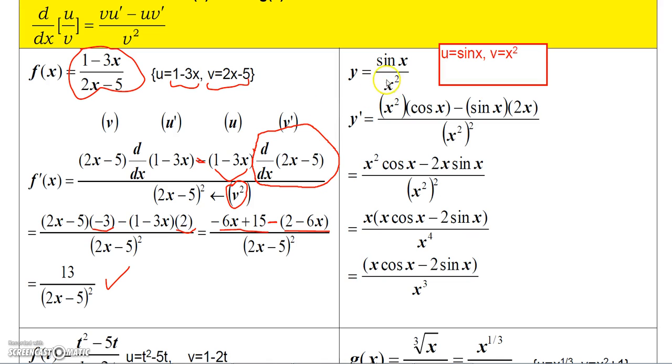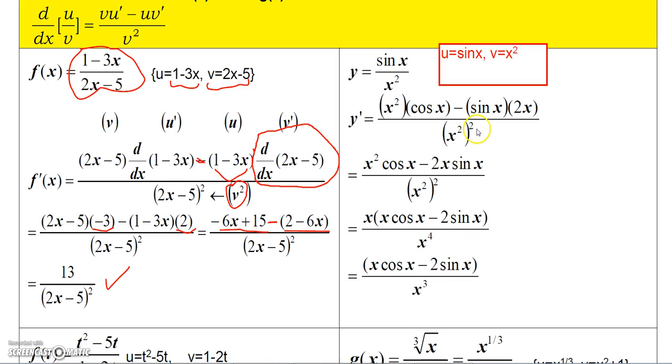So this next example here, I have sine x divided by x squared. So the u function would simply be sine x, and the v would be x squared. So going back to my formula, I'm going to take v, which is x squared. Now here I'll just do the derivatives in my head. So I have v, which is x squared, and then I take the derivative of u, the derivative of sine x, which would be cosine x. And then I have minus u, which is sine x, and then I multiply by the derivative of v, and the derivative of x squared is 2x. And then I put that all over x squared squared.